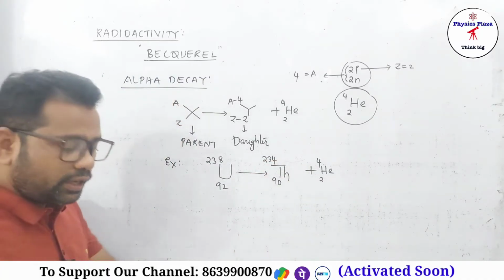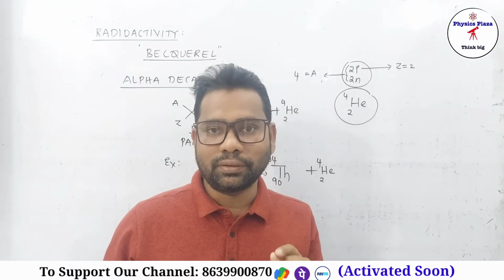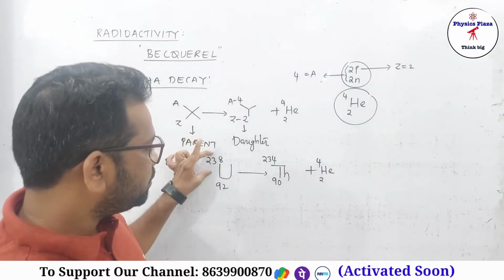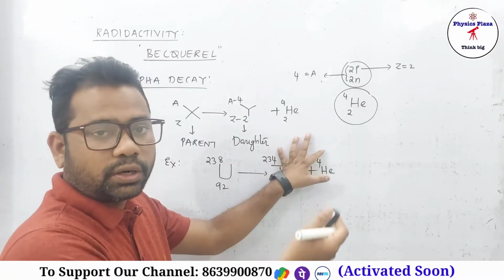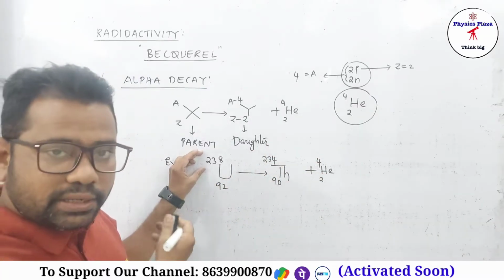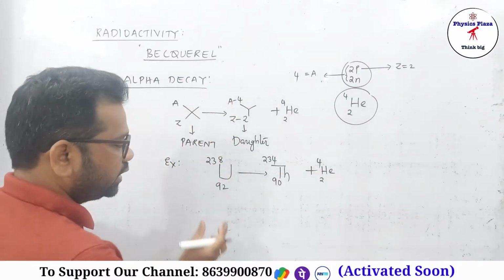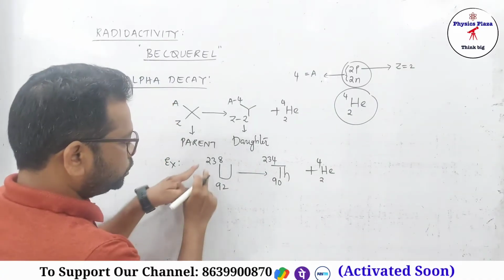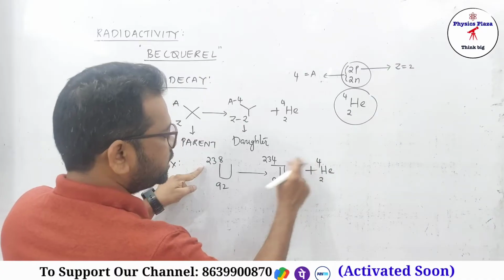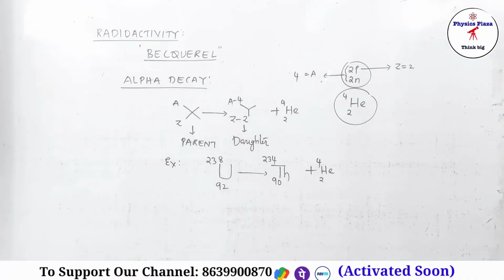Children, in all types of nuclear reactions, atomic number and mass number are conserved. Which means the total atomic number of the reactants must be equal to the total atomic number of the products. The mass number of the reactants must be equal to the mass number of the products. For example, look here. Left side is 92. 90 plus 2, 92. And 238 here, 234 plus 4, it is 238. Clear? Fine. So this is about the alpha particle properties, and alpha decay.